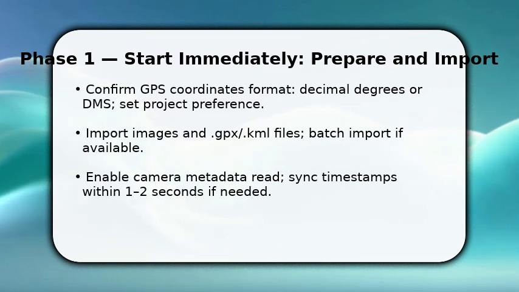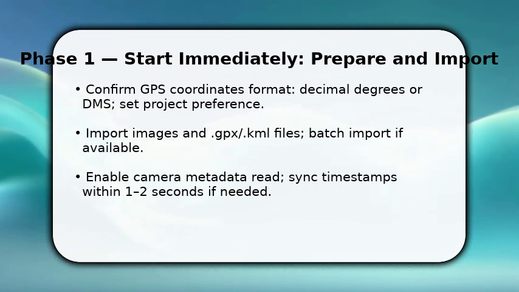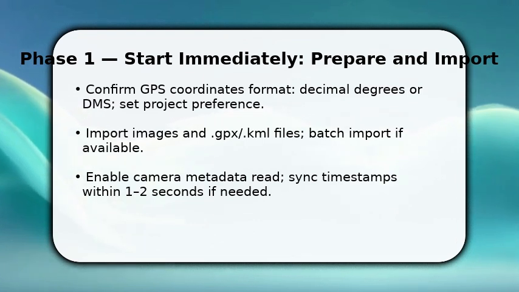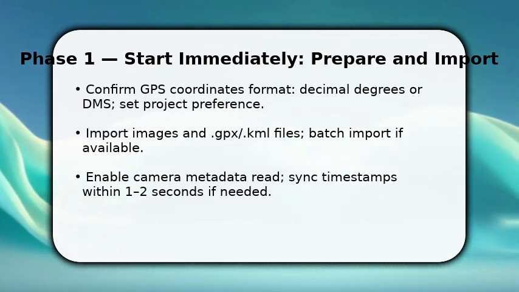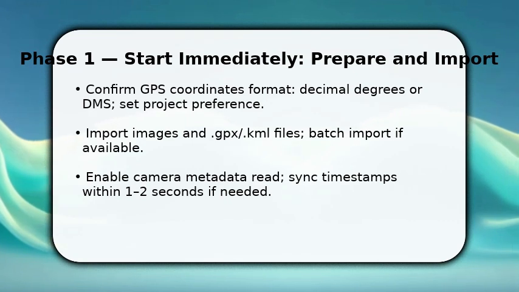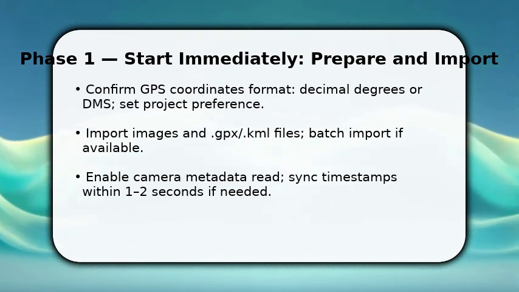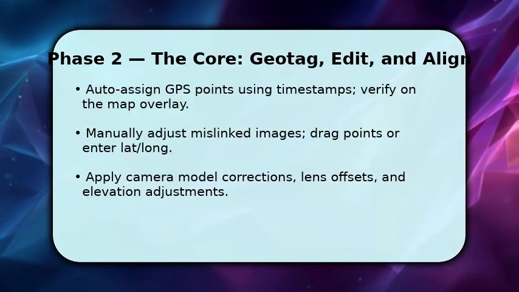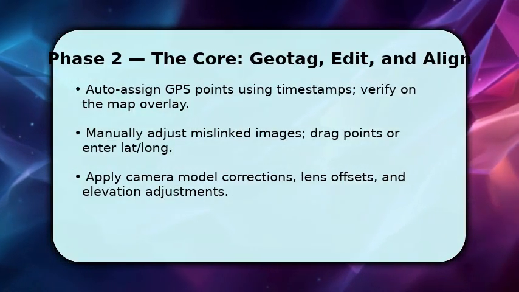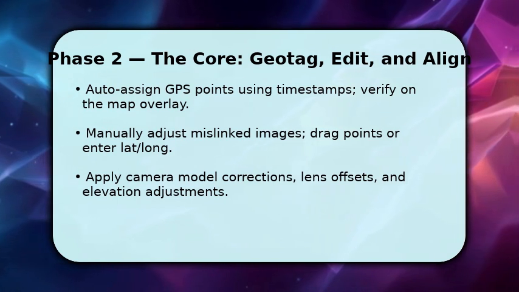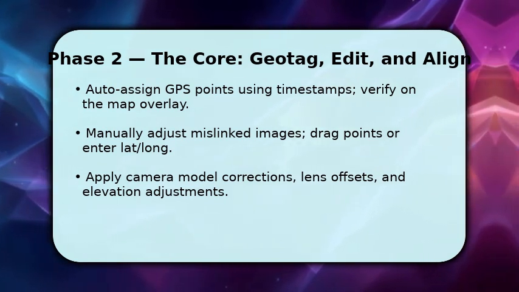Make sure camera metadata reading is enabled, and if timestamps drift, sync them within 1 to 2 seconds so automatic geotagging places images correctly. This step prevents map misalignment later. Once images are linked, run automatic geotagging to assign GPS points by timestamp and inspect the map overlay immediately to confirm clustering looks correct. If an image is mislinked, manually drag its point or type the exact latitude/longitude to correct it. This preserves spatial accuracy.